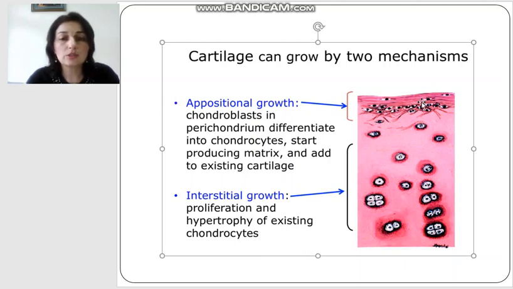And appositional growth is the growth from the periphery, from the chondrogenic cells present in the perichondrium. They will create new generations of chondroblasts, which later will be converted into chondrocytes. If we are talking about development, the cartilage develops from the mesenchyme, as all of the connective tissue types. There they will form chondrogenic islands, and the cells will gradually become chondrocytes.